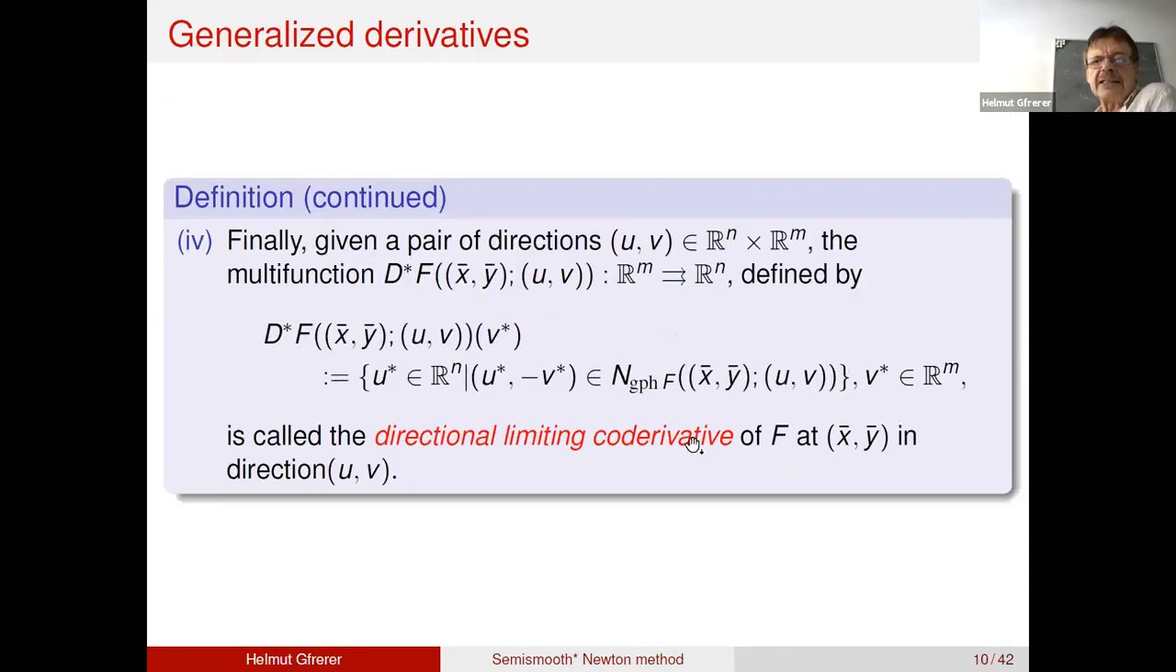And finally, we can introduce also the directional limiting coderivative of the mapping F via the directional normal cone to the graph of F.